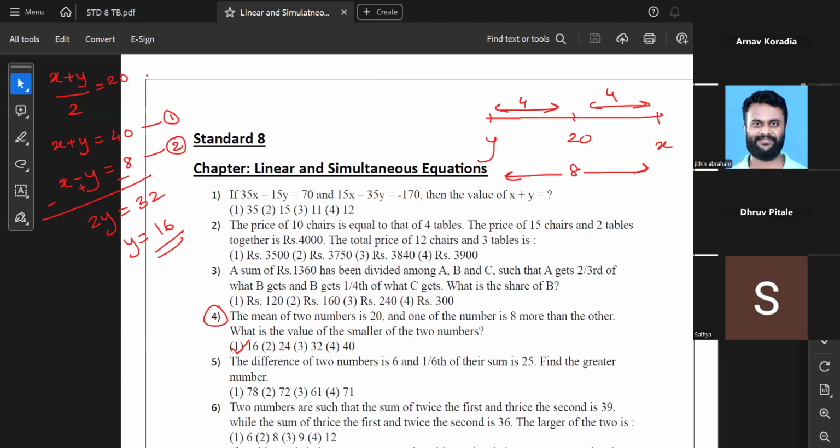So since 20 is the midpoint, average means midpoint, so this side will be 4 and this side will be 4. So above 20 this will be 24 and below 20 by 4, which means this will be 16. So this is also a logical approach by which we can solve it. This approach is the simultaneous equation approach. This is a logical approach. Whichever sounds better to you, you can do that.